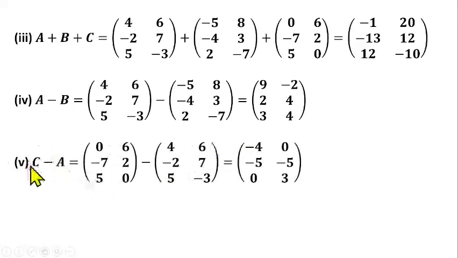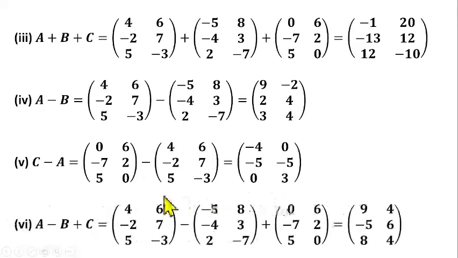Then let's see matrix C minus matrix A. So this is matrix C minus this is matrix A. If you subtract them as well, we have 0 minus 4, that gives us minus 4. 6 minus 6 is 0. Minus 7 minus minus 2 will give us minus 5. 2 minus 7 will give us minus 5. 5 minus 5 will give us 0. Then 0 minus minus 3 will give us 3.